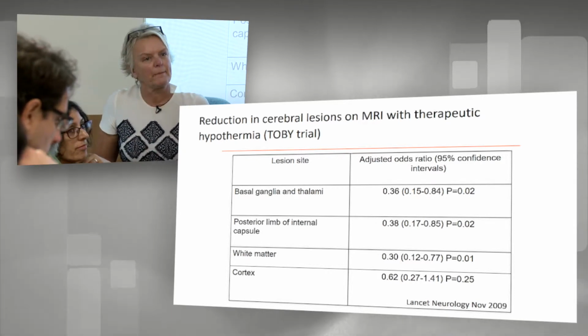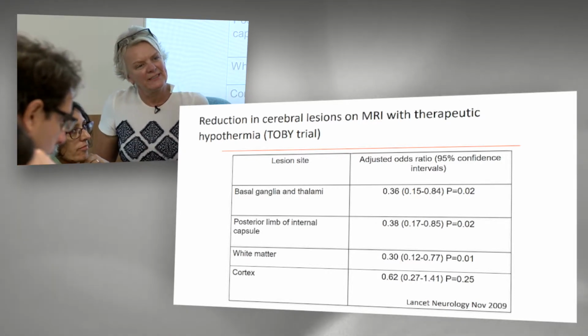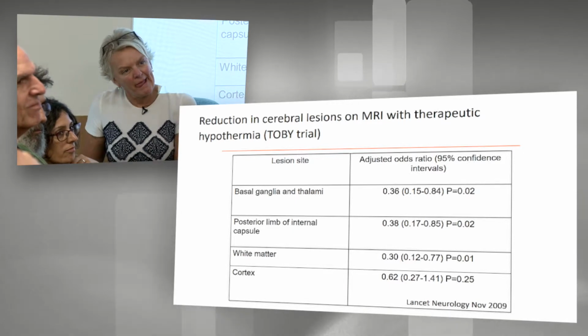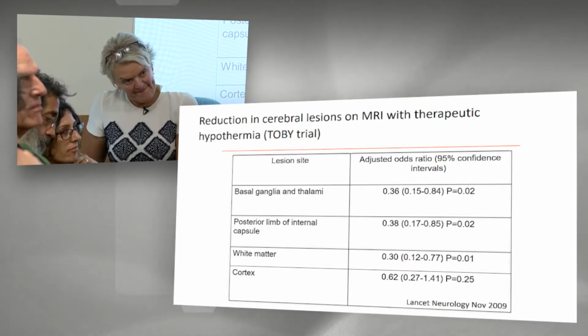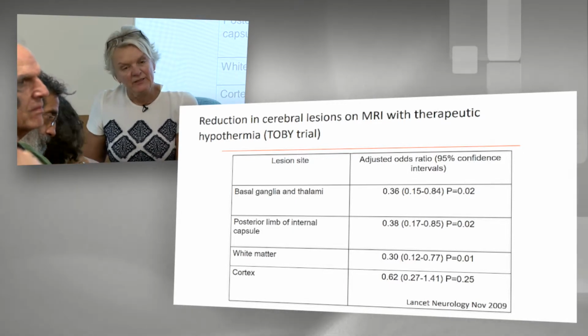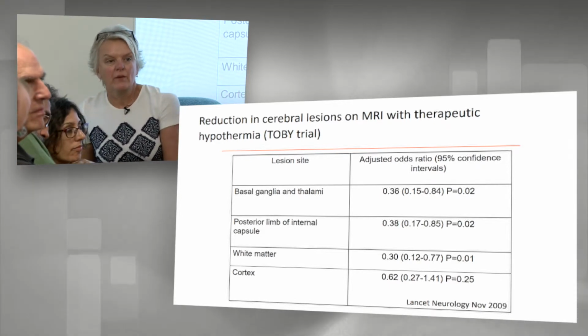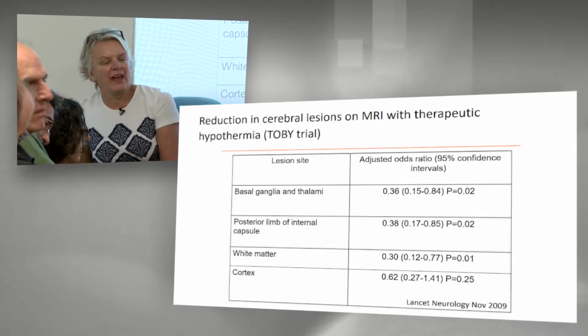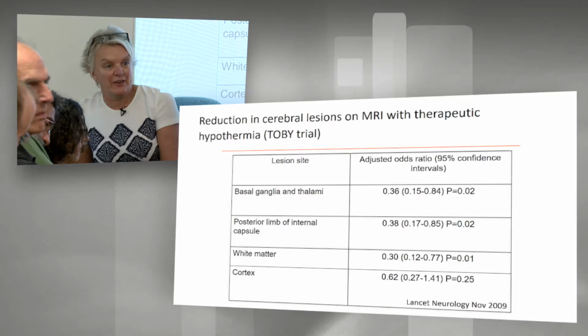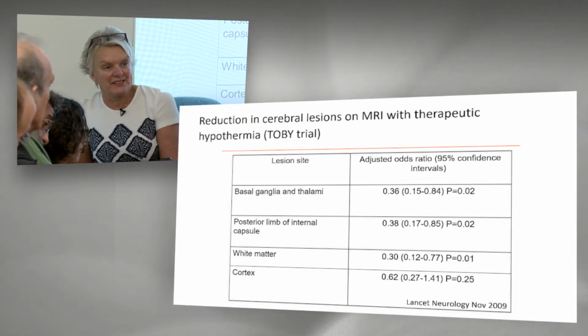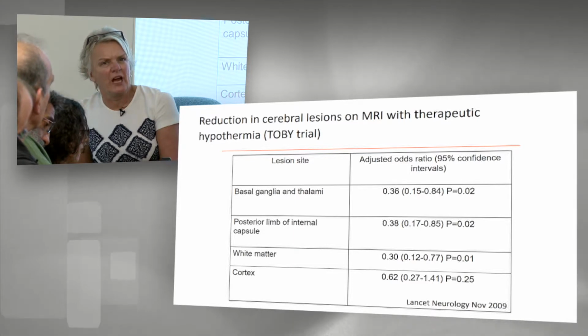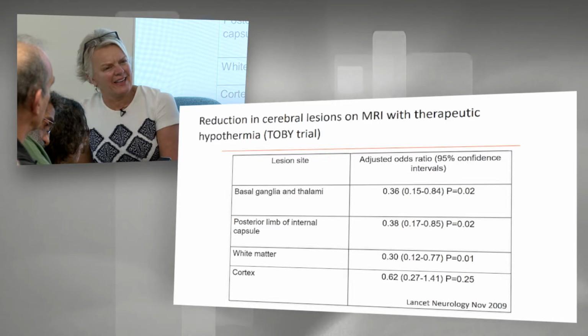Would you see any lesion just from cooling a healthy baby? No one has done that. No, we have never done that, but we have cooled a lot of babies who didn't have any injury, and we didn't see something from hypothermia alone. I don't know what you would expect to see in terms of a pattern.